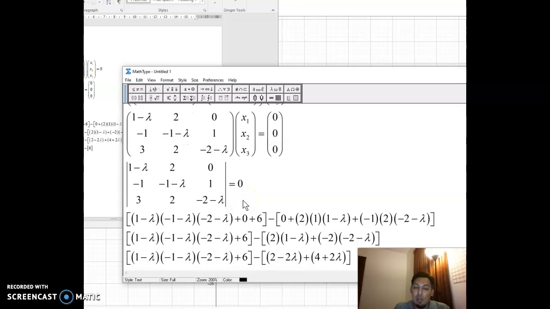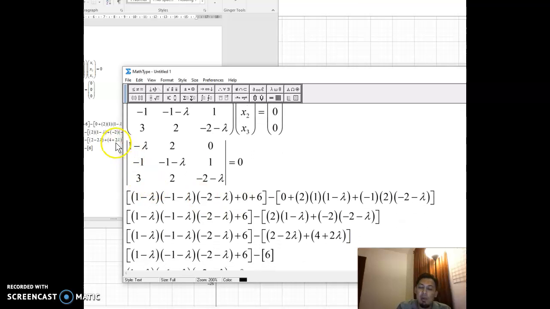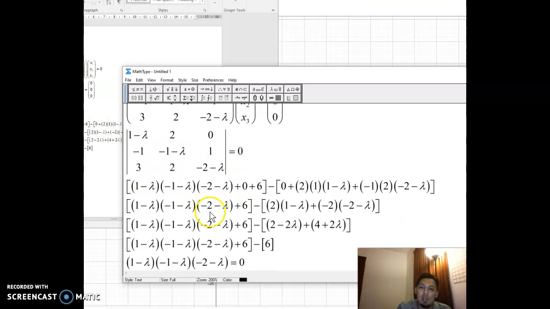So there are several ways that you can do it. Remember what I did just now is just cross multiply. So I cross multiply this with this, right? So basically 1 minus lambda times this, plus 2 times 1 times 3 times 1 lambda, sorry, negative 1 times 2 times 0, which is 0, and then 2 times 1 times 3, which is 6.